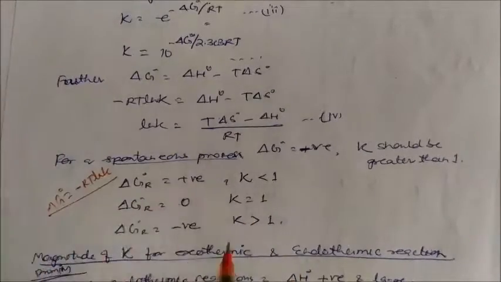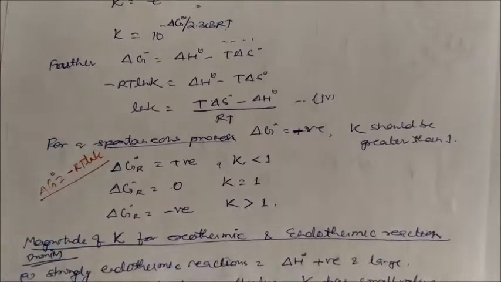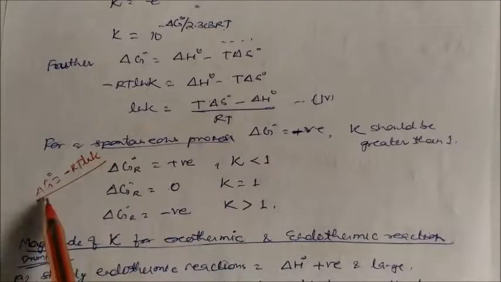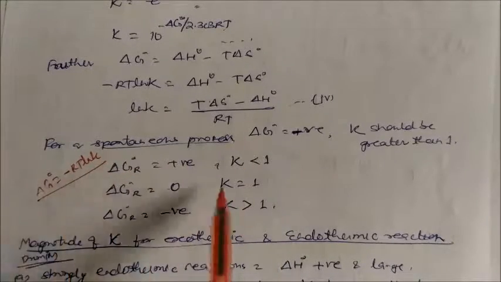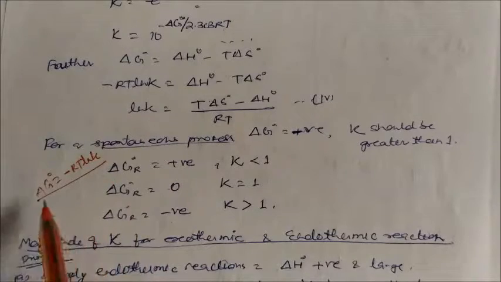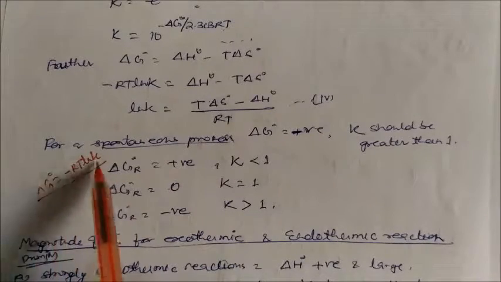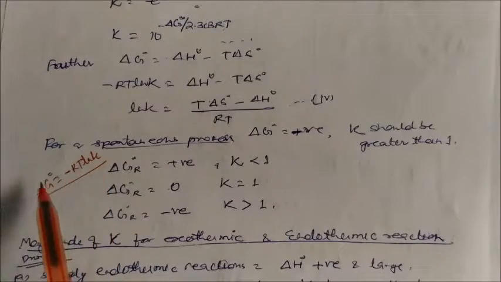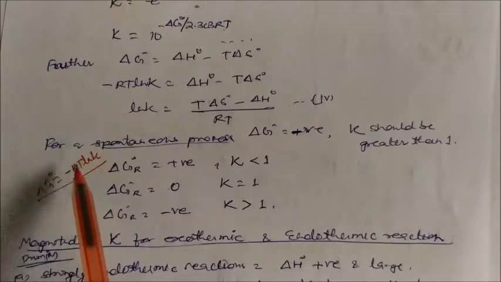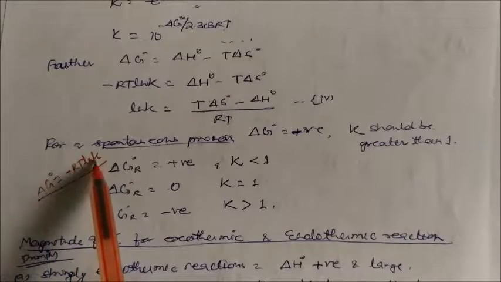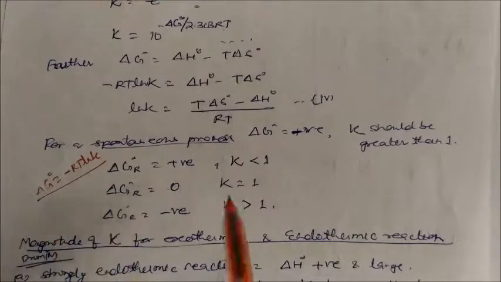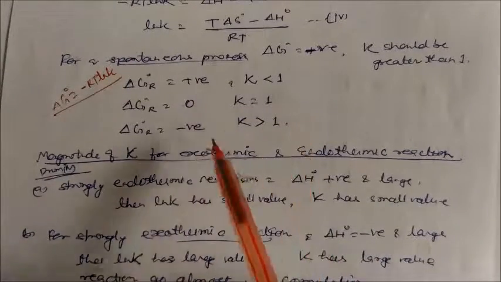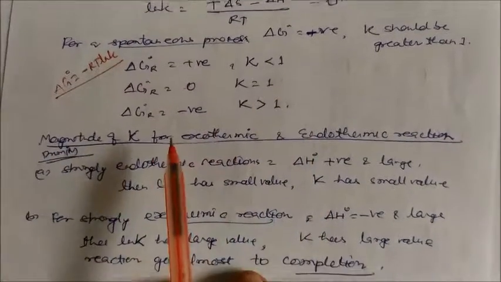So here you can easily compare it. If delta G naught is positive, definitely K will be less than 1. If this is 0, then K will be equal to 1. And if this is negative, K will be greater than 1, since K is always a positive value. So if K is lesser than 1, delta G naught will be positive. If it is more than 1, it is negative. And if K is equal to 1, it is 0. So this is the condition for spontaneous reactions with respect to K.